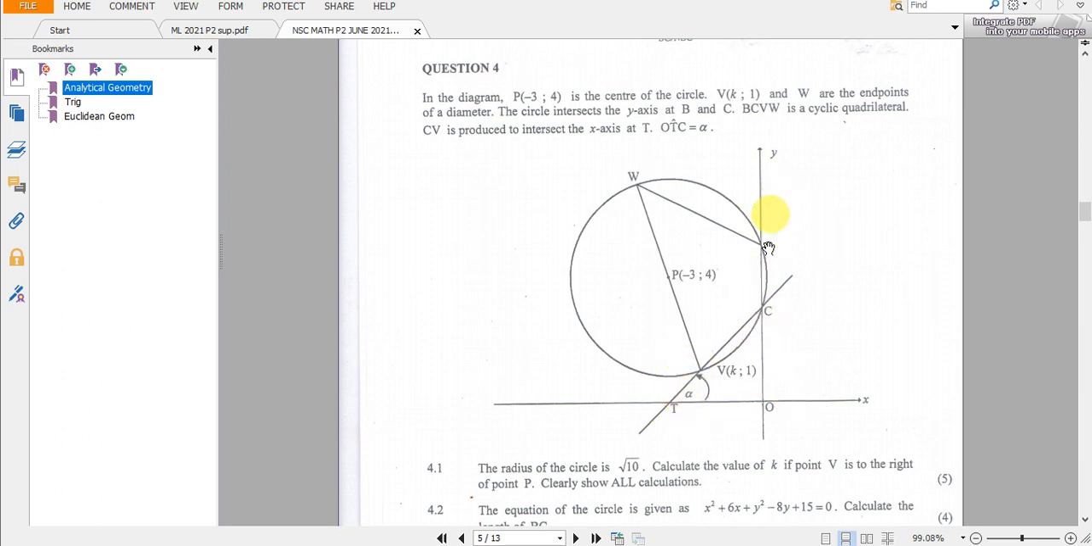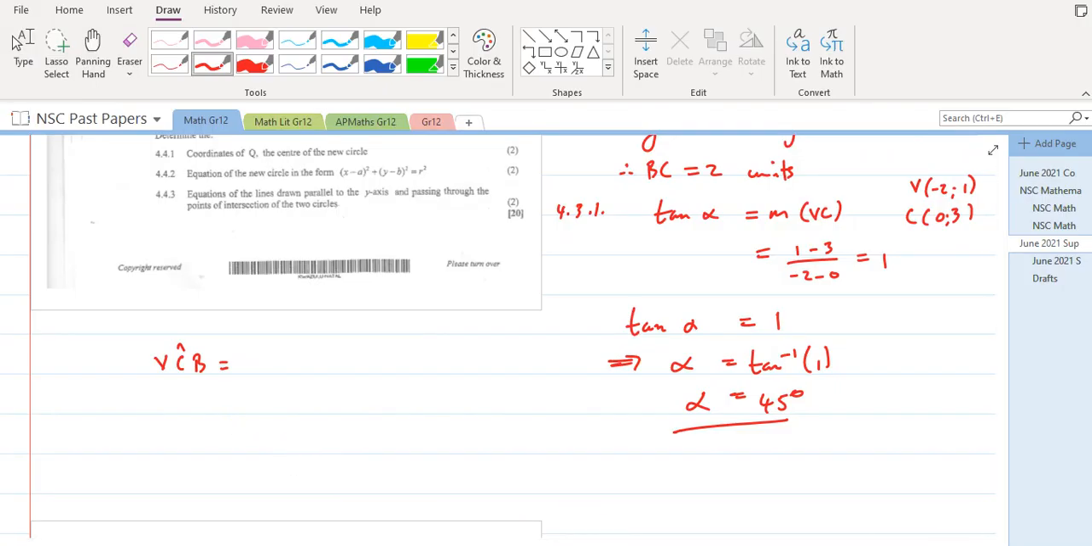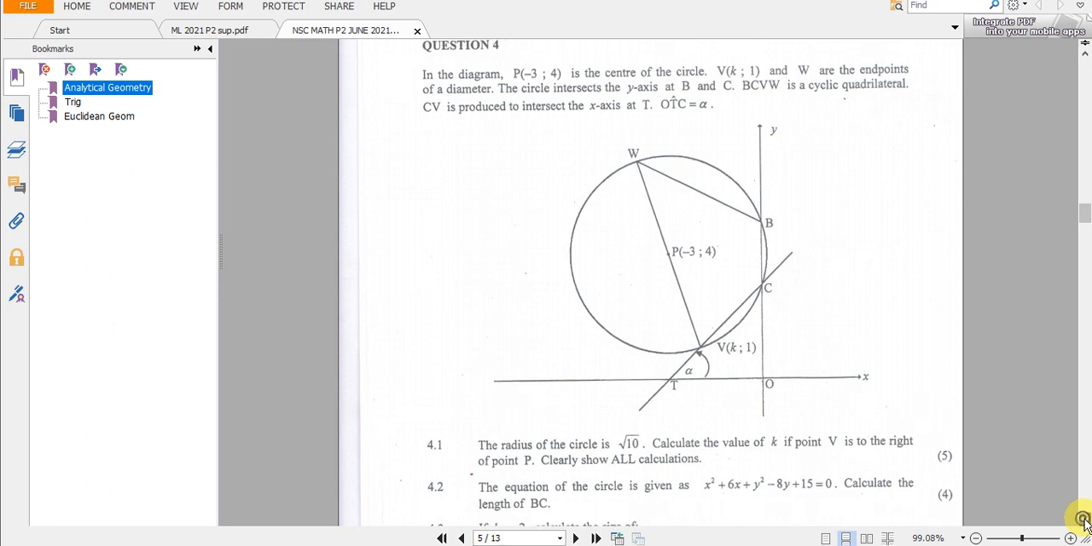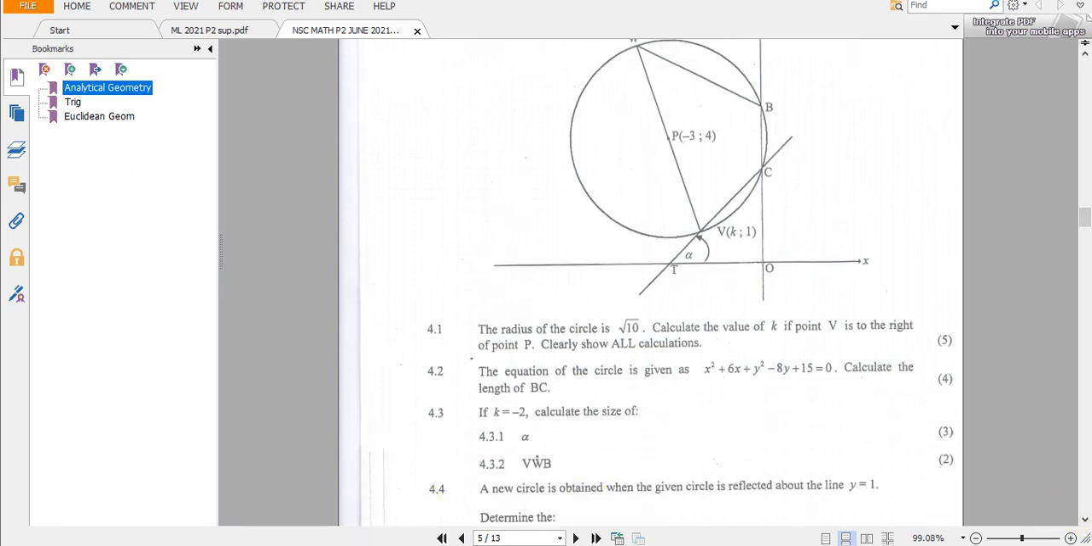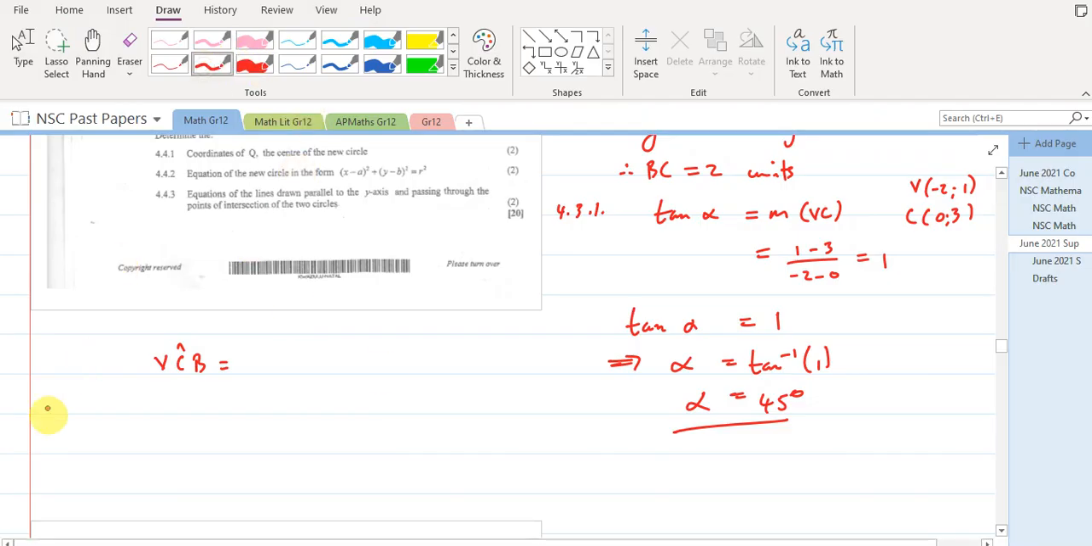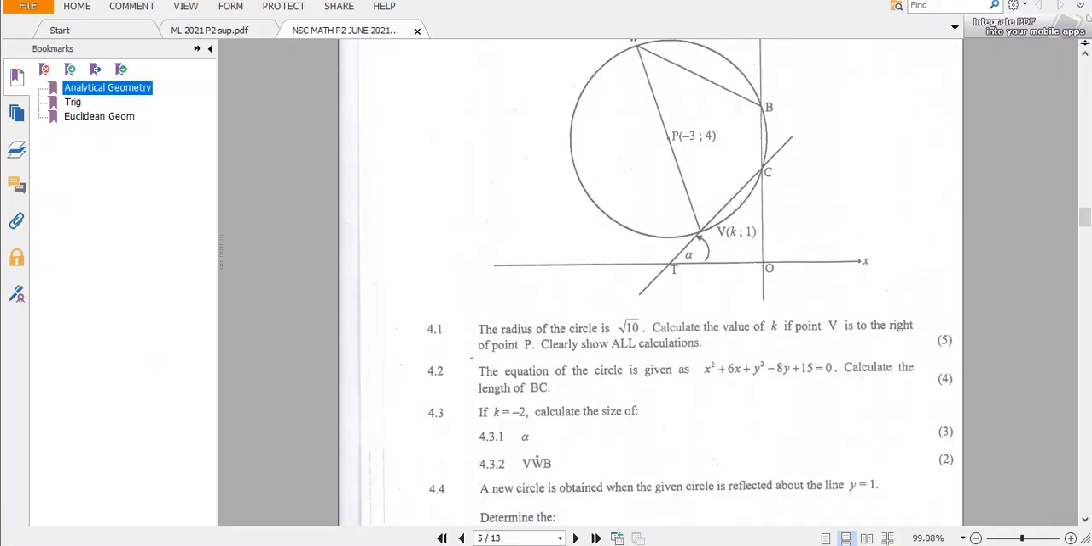So looking at the triangle TOC, yes, VCB is equal to 90 plus 45, and the question number is 4.3.2, which is 135 degrees, exterior angles of triangle. It's good to write reasons. Exterior angles of triangle TOC.